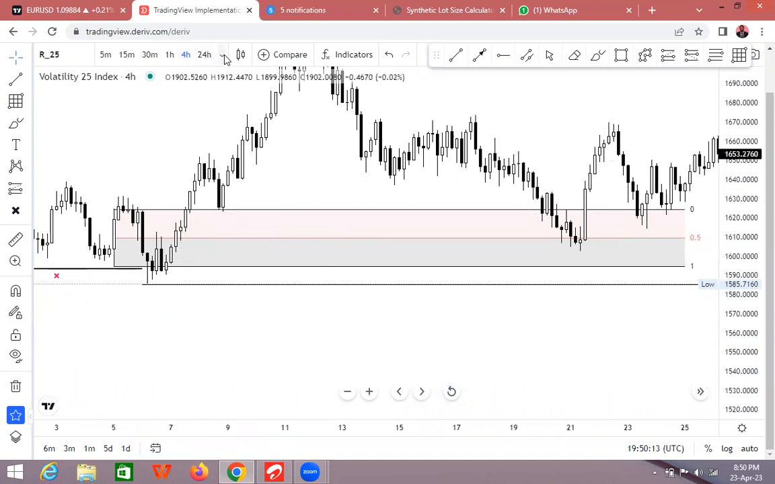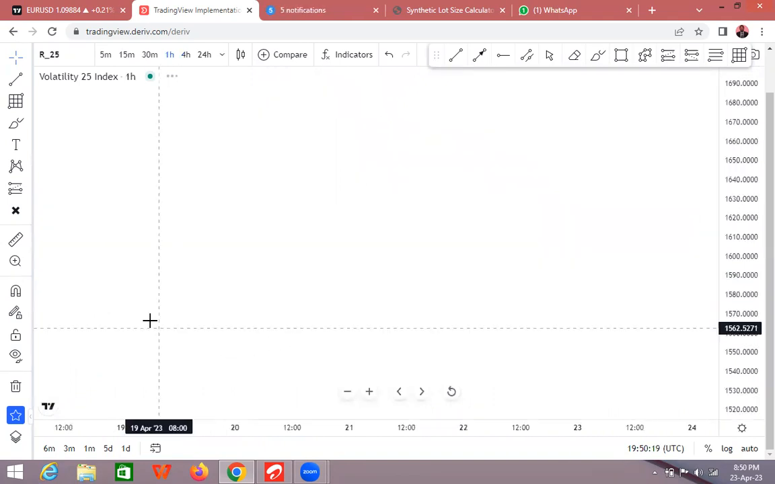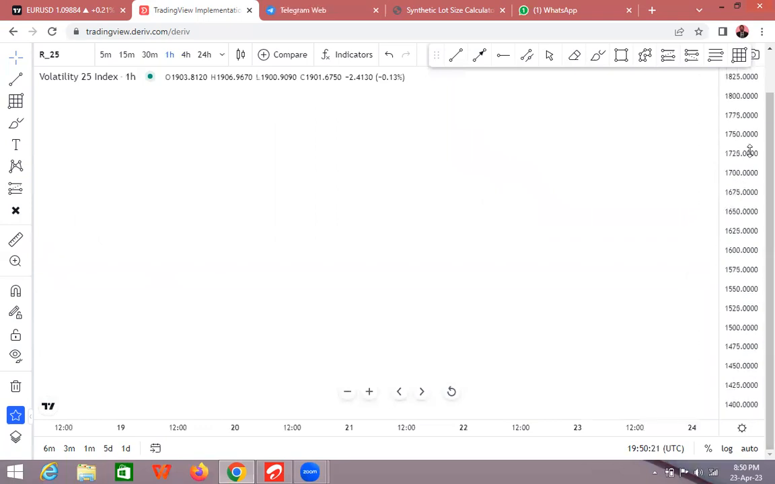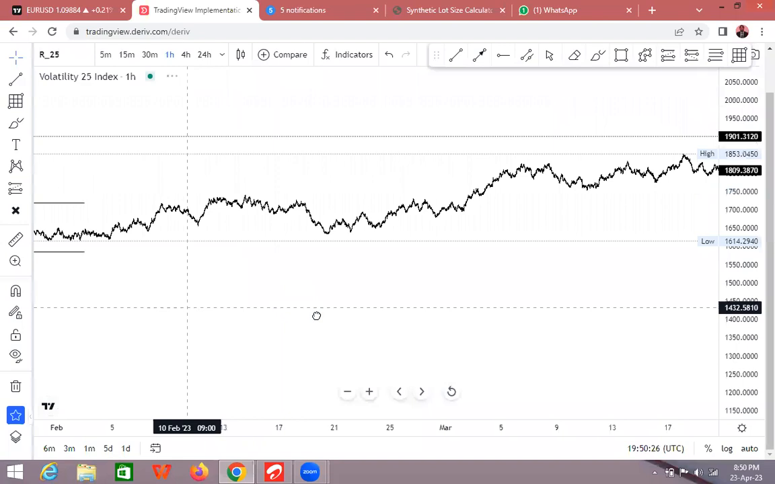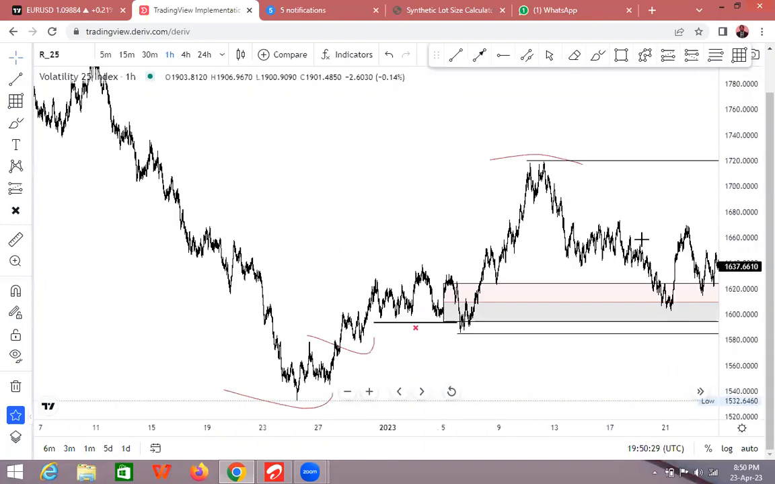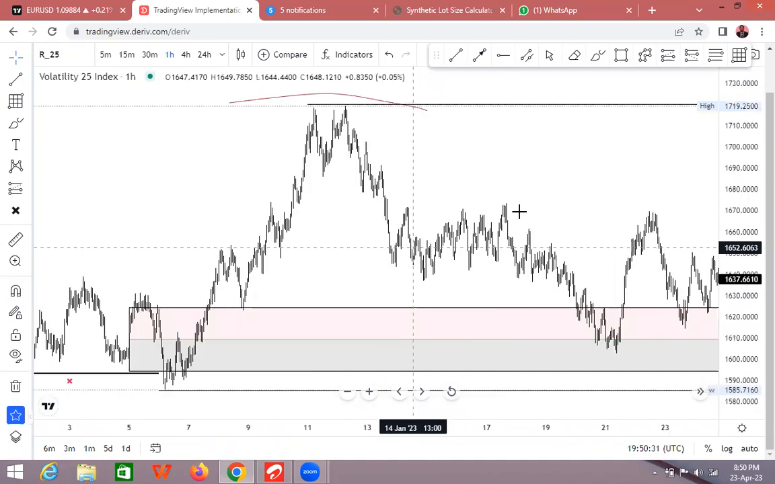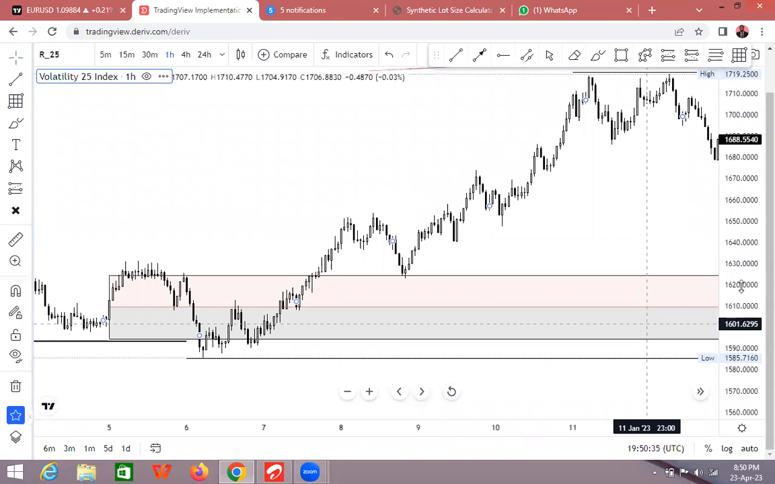But let me see 2 hours or the 1 hour. Let's see if we'll find that imbalance. Yes, we'll find it. I'm sure of that. Let's see if we can fetch that information. Okay, good and fine. Let's go. Let's zoom out. This is the candle. This is 2 hours. Okay, this is 1 hour.